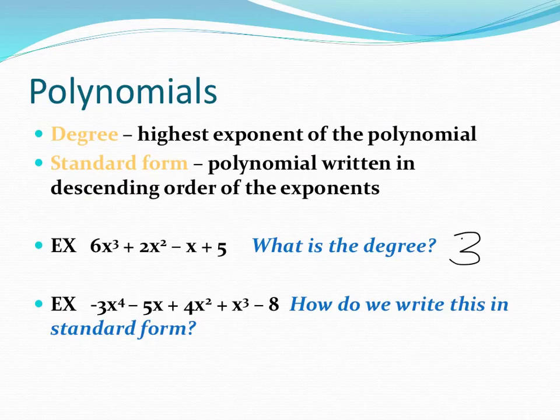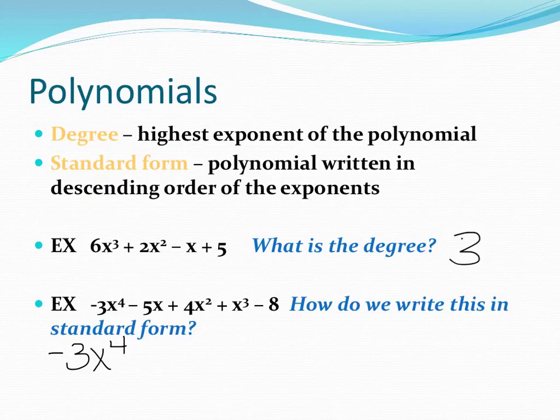In the next polynomial, negative 3x to the 4th minus 5x plus 4x squared plus x cubed minus 8, we want to write it in standard form. So to do that, we look for the term with the highest exponent, and that term is negative 3x to the 4th. So we write that term first.